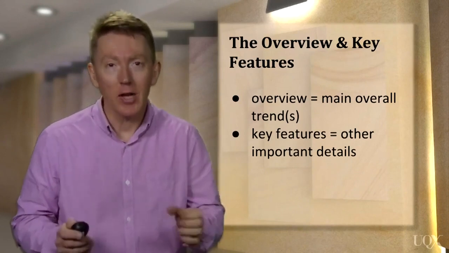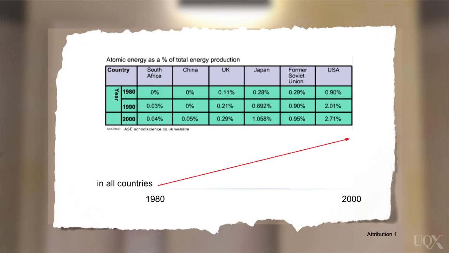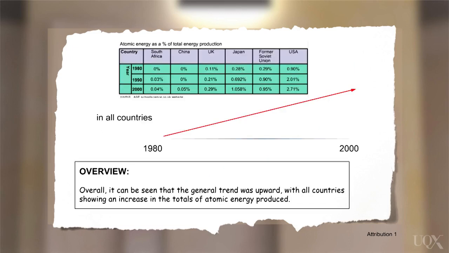Let's look again at the table. Overall, you can see in the graph that in all countries there was an increase in the use of atomic energy. This is our overview and could be expressed like this. Now, let's focus on the key features.